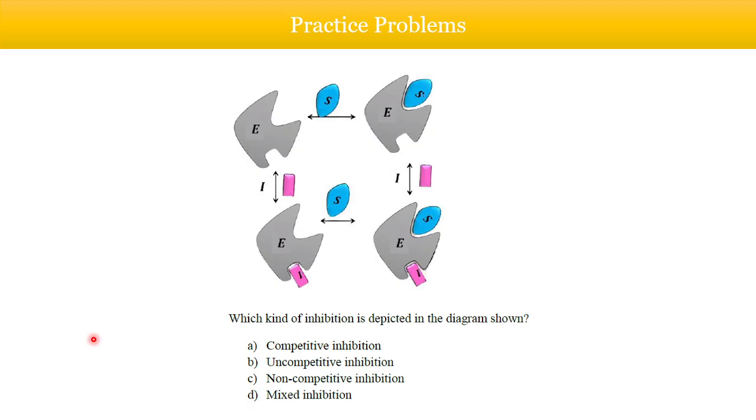Yes, it's a mixed inhibition. Correct. Because you see it can bind to the inhibitor and stop the substrate from binding, or when the substrate binds, the inhibitor binds, then there is no activity. So it's a mixed kind of inhibition.